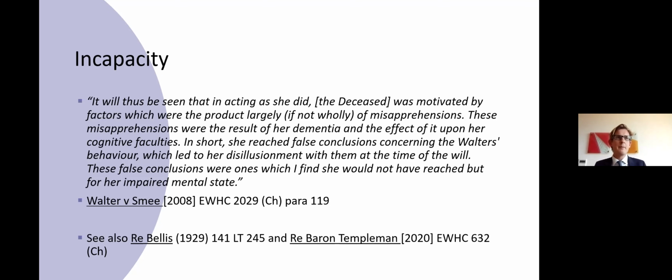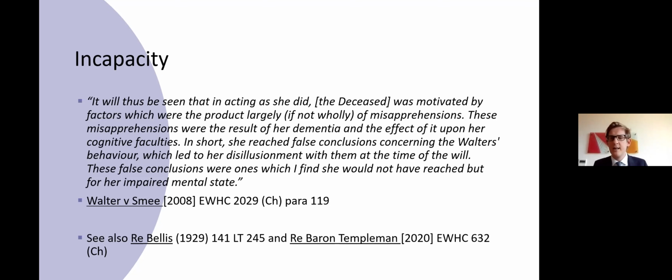alter the will. And Walter and Smee is a good example of something along these lines, where it said: it will thus be seen that in acting as she did, the deceased was motivated by factors which are the product largely, if not wholly, of misapprehensions. These misapprehensions were the result of her dementia and the effect of it upon her cognitive faculties. In short, she reached false conclusions concerning the Walters' behaviour, which led to her disillusionment with them at the time of the will. These false conclusions were ones which I find she would not have reached but for her impaired mental state.